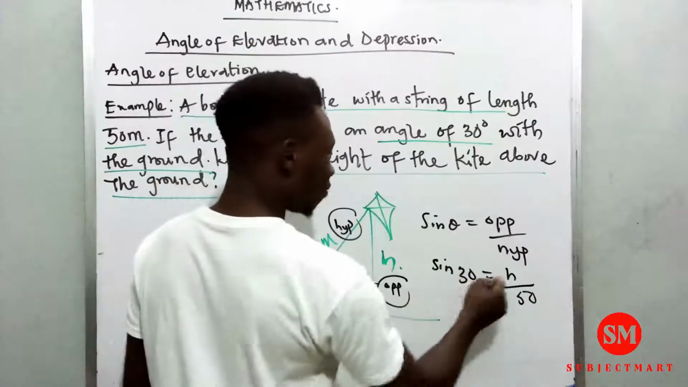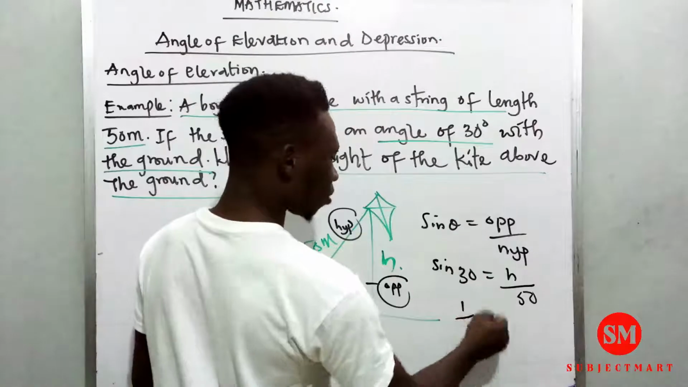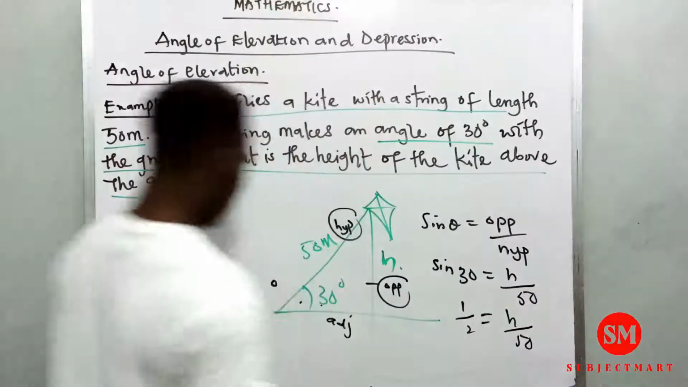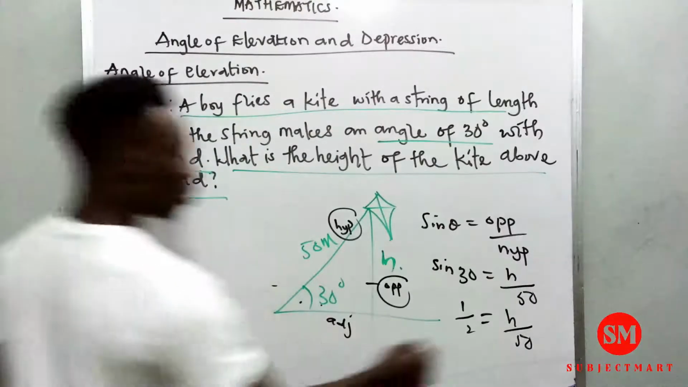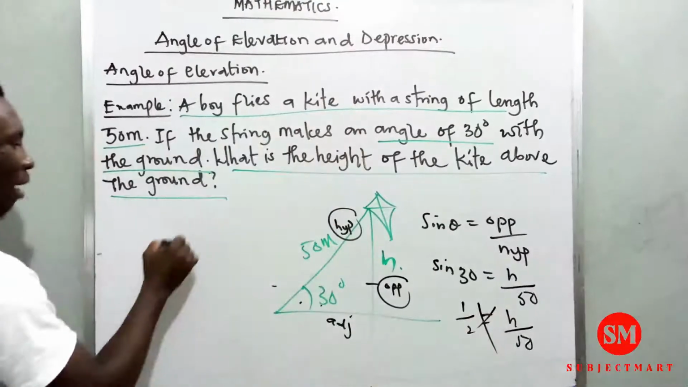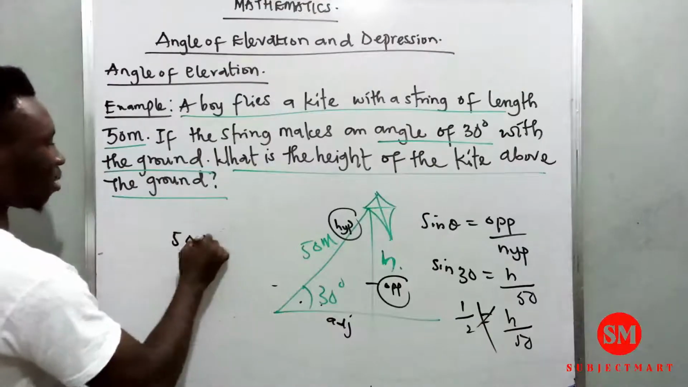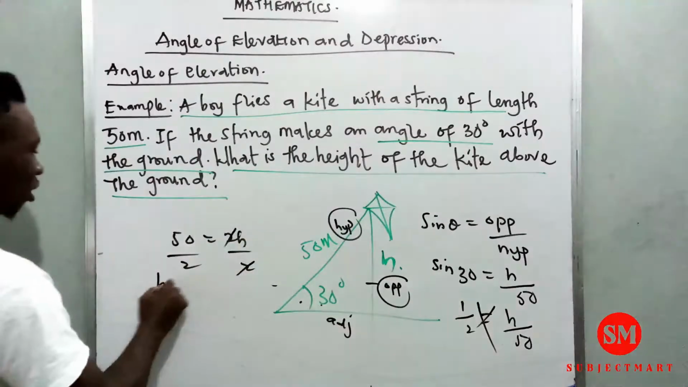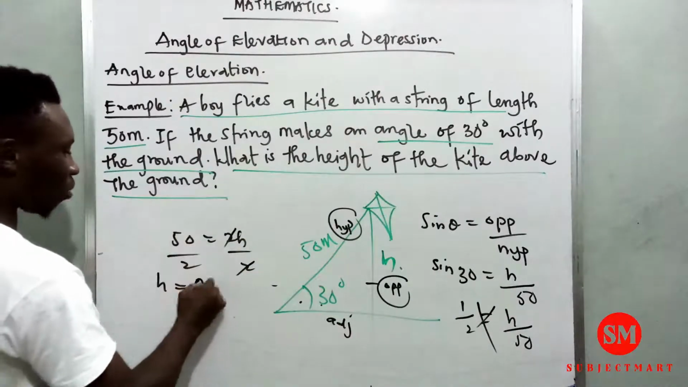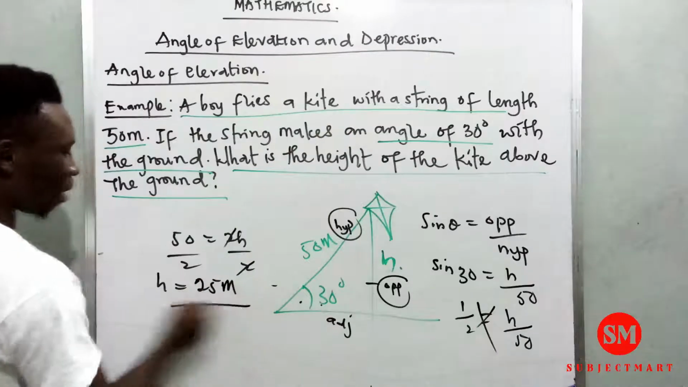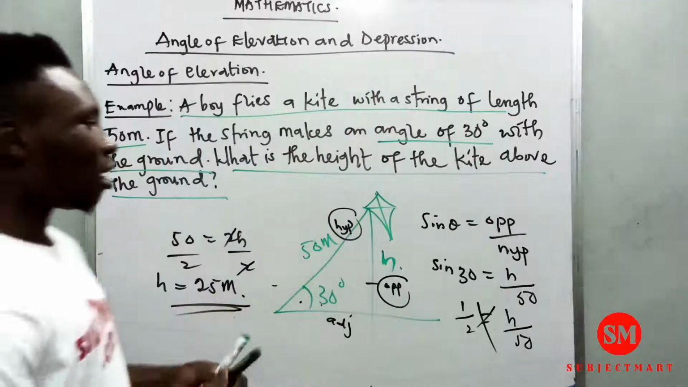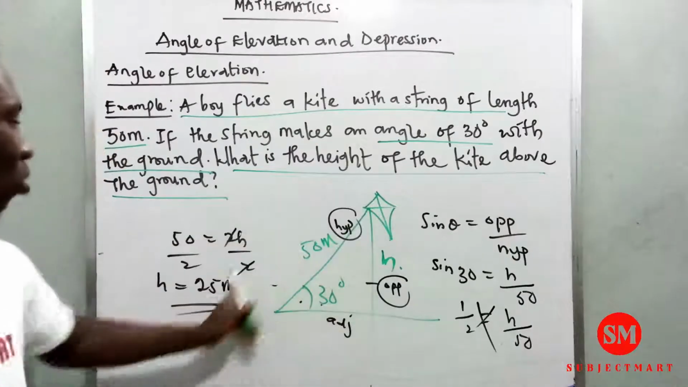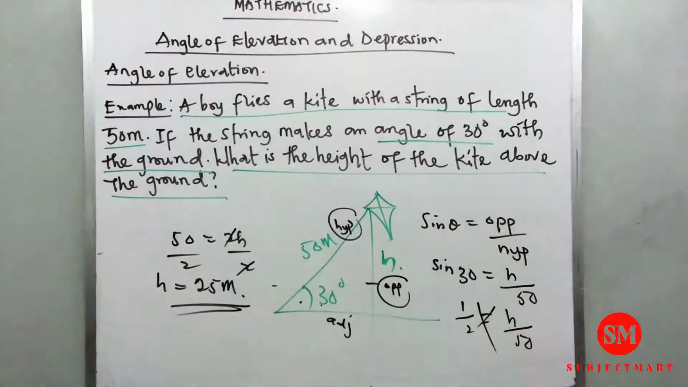At this juncture, sine 30 is equal to 1 over 2 according to your special angles. We did that in the last class. So 1 over 2 is equal to h over 50. At this juncture, we cross multiply. So cross multiplying there, we're going to have 50 is equal to 2h. So divide both sides by 2, 2 cancels 2. So h here is equal to 50 divided by 2, that is 25 meter. And that is our final answer. So the height of the kite above the ground is equal to 25 meters.